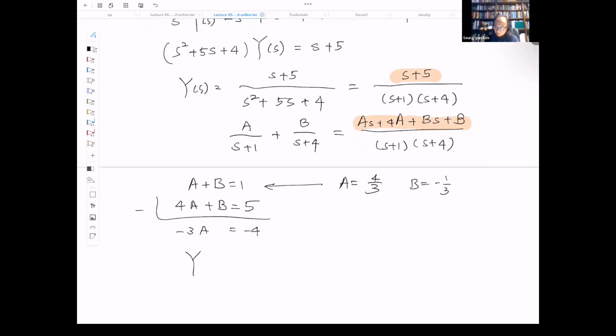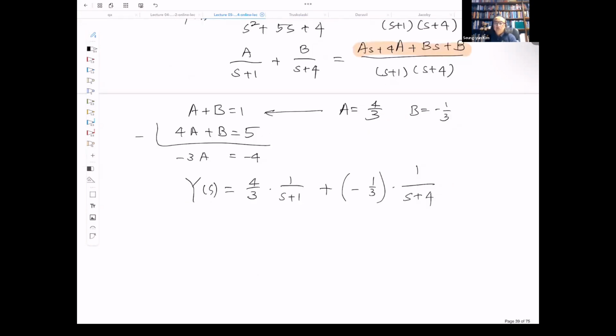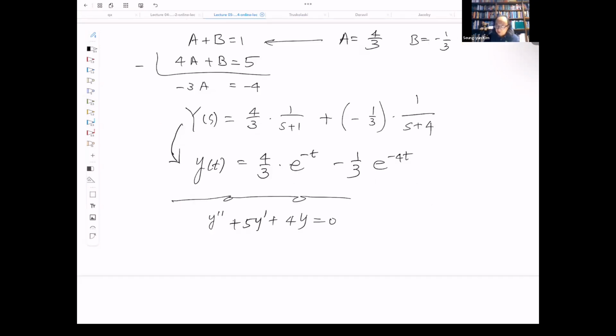Now we have capital Y of S equals 4 over 3 times 1 over S plus 1 plus negative 1 over 3 times 1 over S plus 4. Now we are ready to take the inverse Laplace transform of this. Y of t equals 4 over 3 e to the negative t minus 1 over 3 e to the negative 4t.